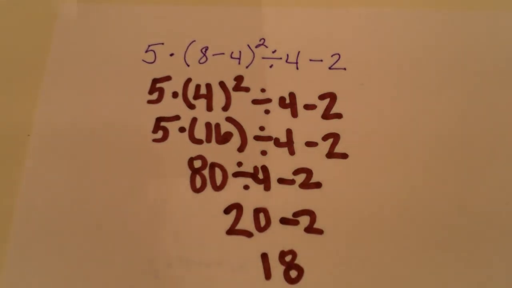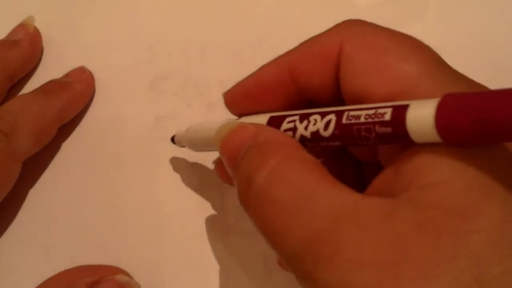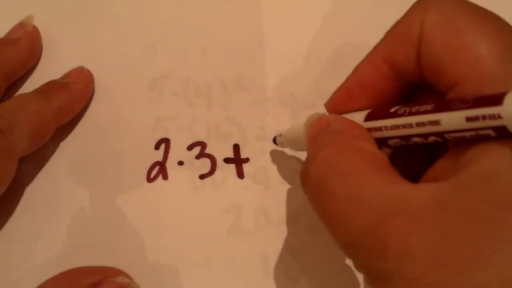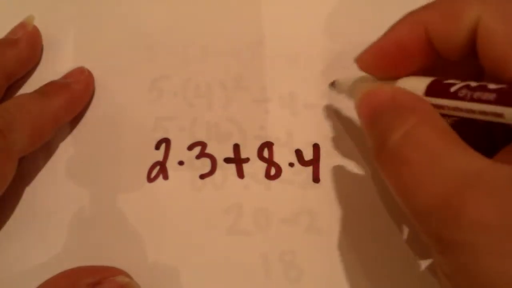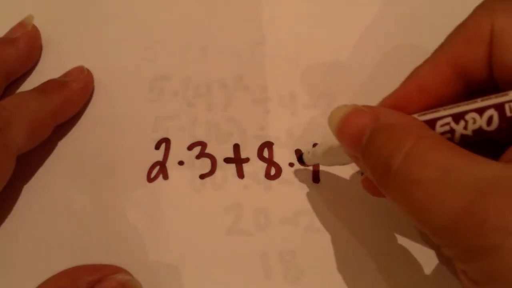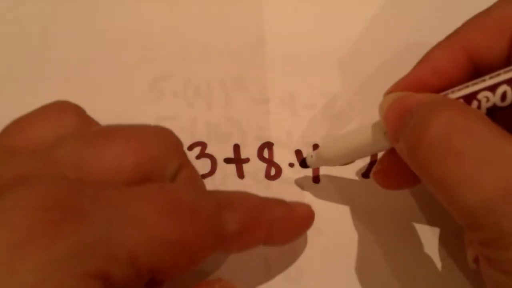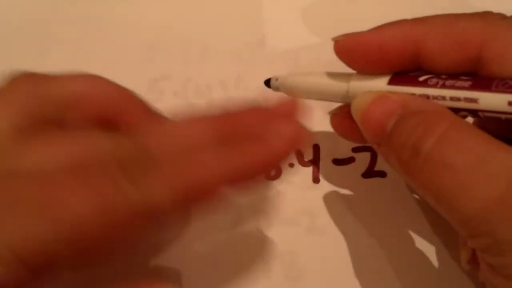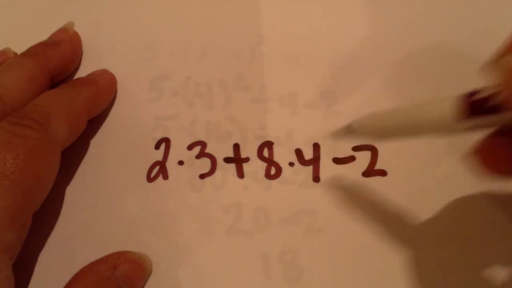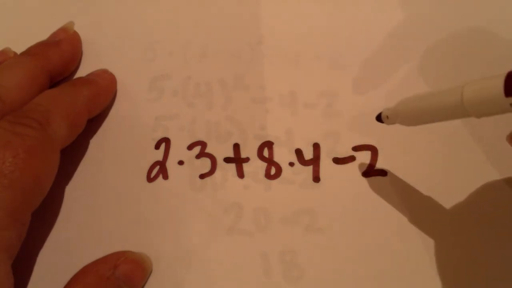Now, let's work on one a little bit even shorter. Let's say we have 2 times 3, and let's just not stop there, plus 8 times 4 minus 2. This is a good spot to remember. Multiplication, dot, parenthesis, or the old-time multiplication symbol. Now, there's no parentheses and no exponents.